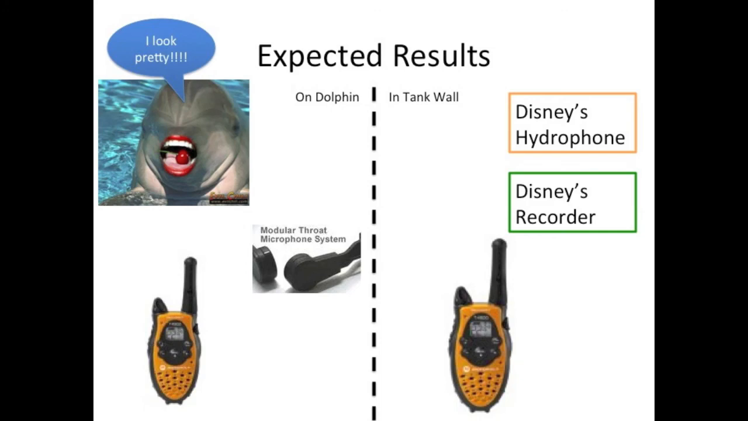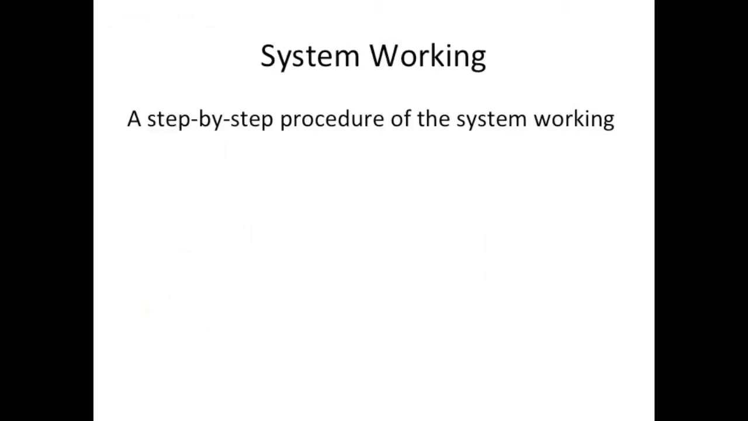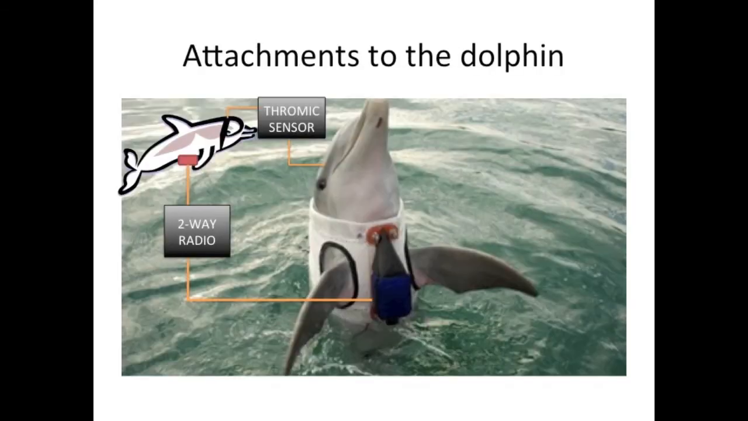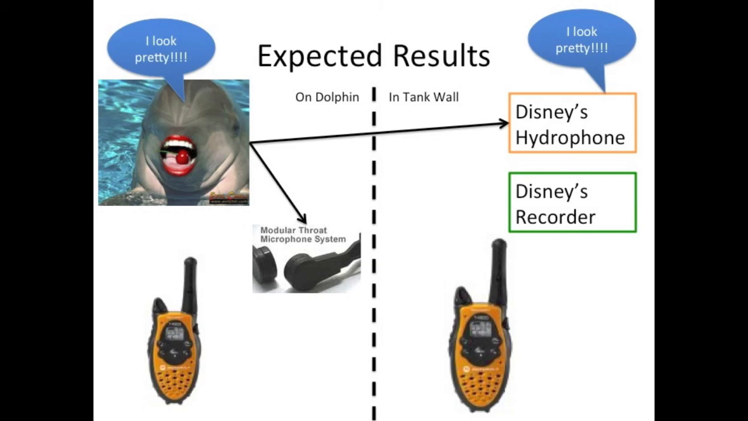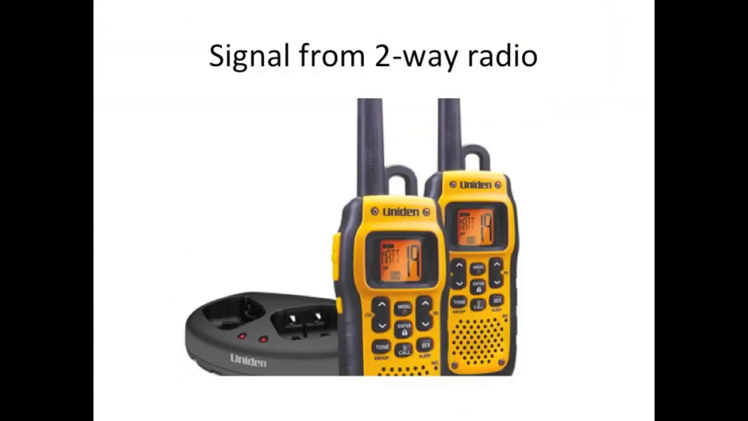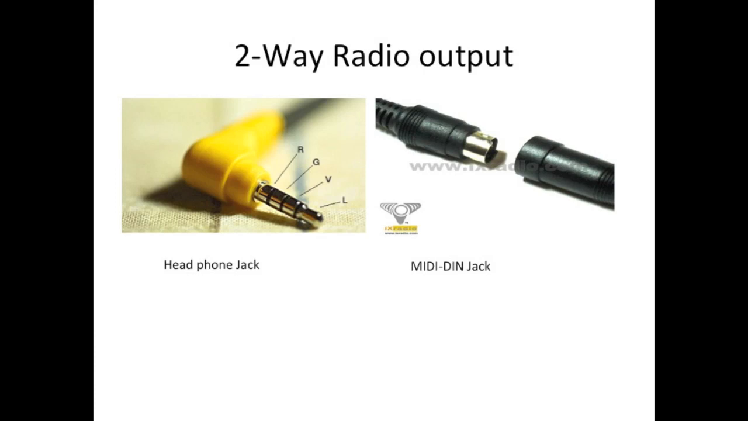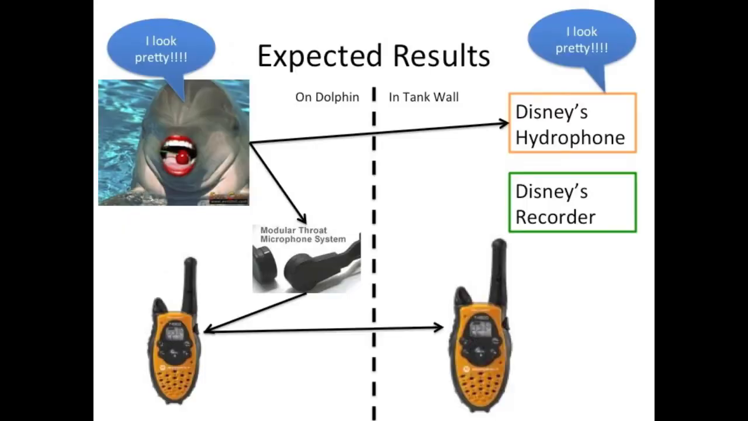What do we expect the final results to be? We're now going to run through an instance describing the working of the device. The thromic sensor senses the vibration and noise coming from the dolphin. This signal would be directly audible if we used an earphone. Instead, we will be transmitting it through a two-way radio. The two-way radio helps in transmitting different signals through different channels. Therefore, we can have multiple thromic signals which are channelized separately through the two-way radio.